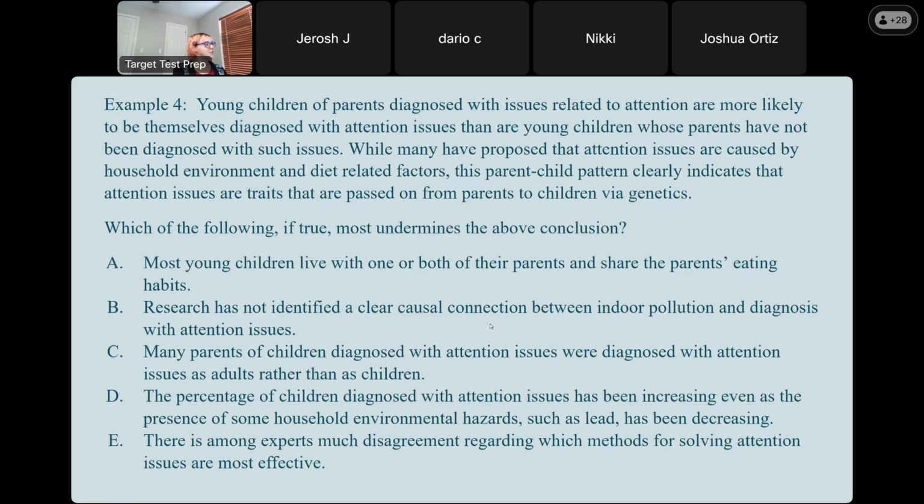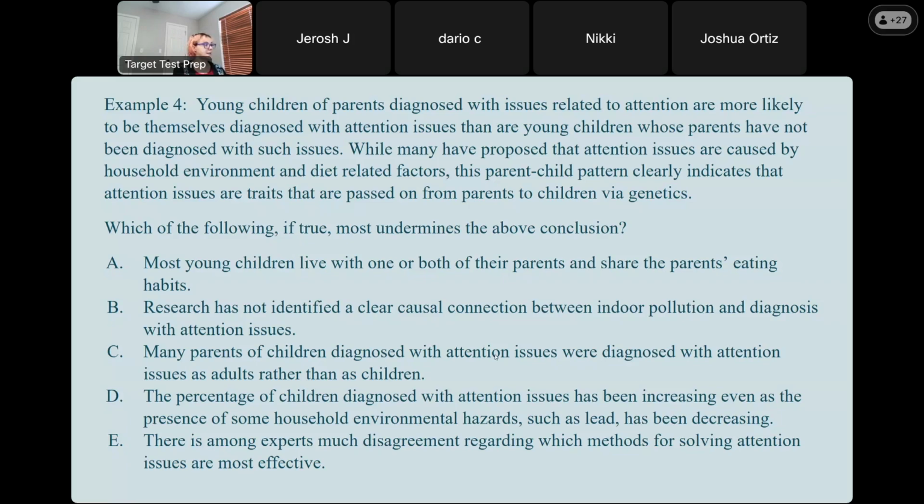B. Research has not identified a clear causal connection between indoor pollution and diagnosis with attention issues. This is a related but ultimately irrelevant answer, because I think we're supposed to take indoor pollution as the same as household environment, but the connection is not clear enough. So that one's not super helpful.